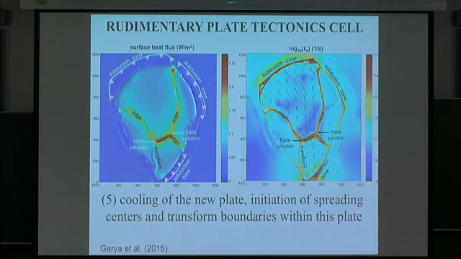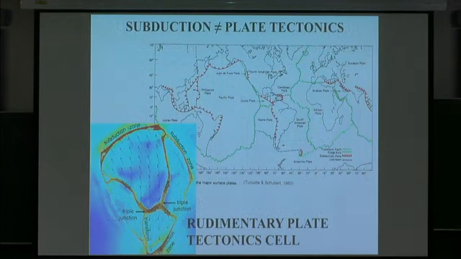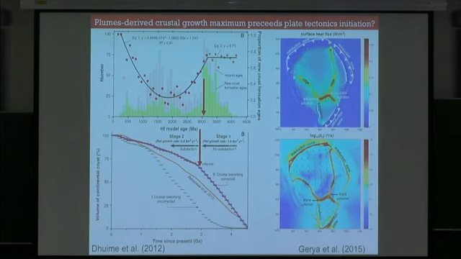And we see within this subduction initiation scenario not only subduction zones, but also ridges and transform faults. So it's a rudimentary plate tectonic cell which is forming by this tectonomagmatic interaction. And it's quite important to mention because on Earth, as was, for example, discussed by Bercovici and Ricard, we are dealing with a mosaic of plates.